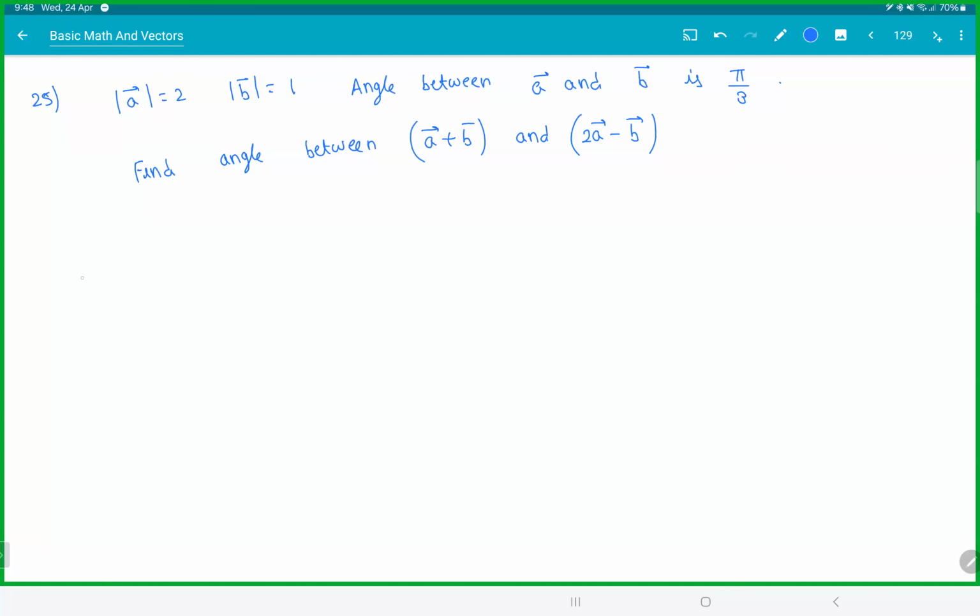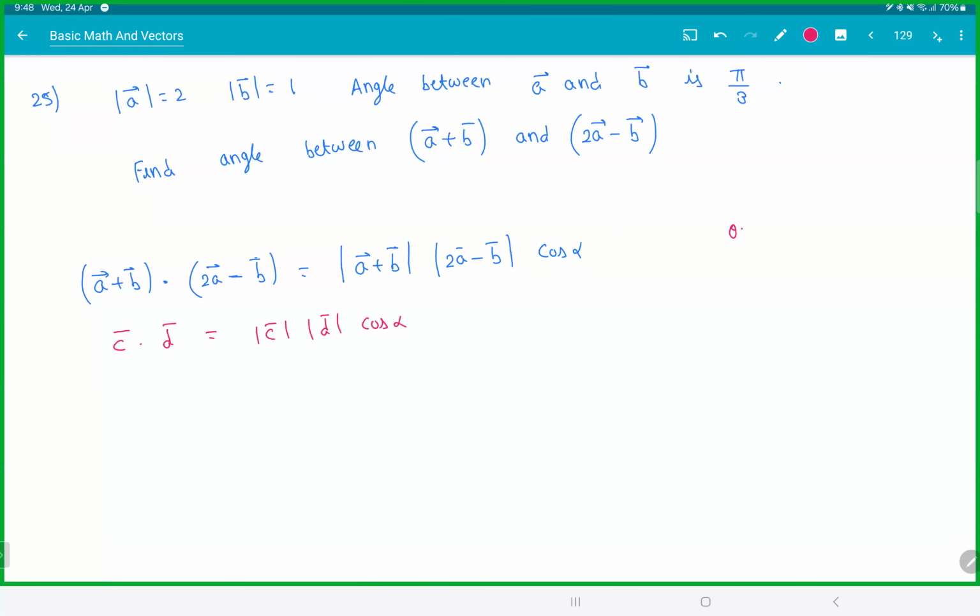Now look at here. We want a plus b bar dot 2a bar minus b bar, which is mod of a bar plus b bar, mod of 2a bar minus b bar, and cos alpha. So this looks like c bar dot d bar is mod c bar mod d bar cos alpha. Be careful: theta, pi by 3, is the angle between a bar and b bar. It has nothing to do with a plus b and 2a minus b. Alpha is a different angle, theta is a different angle. Clear?